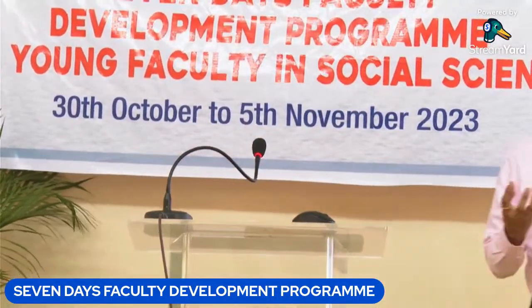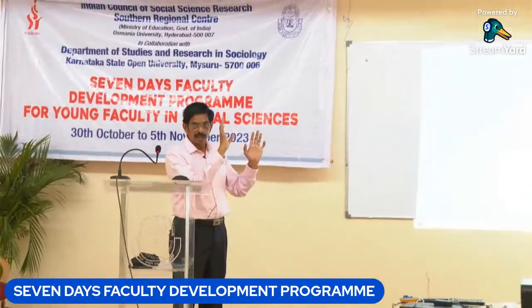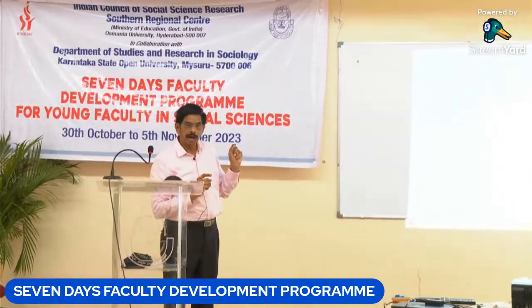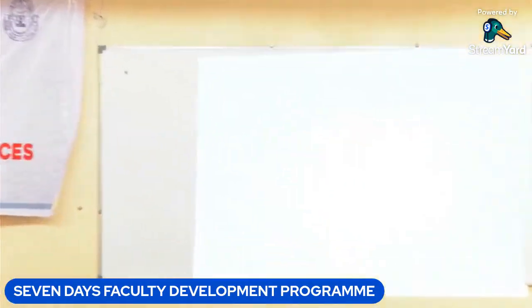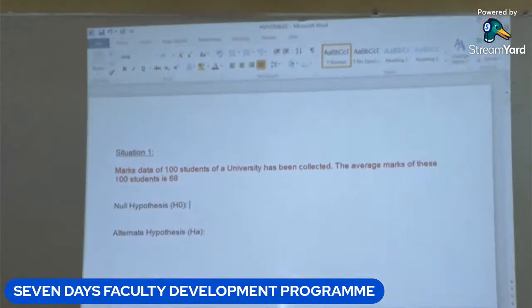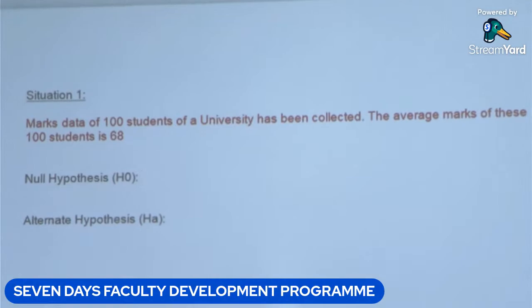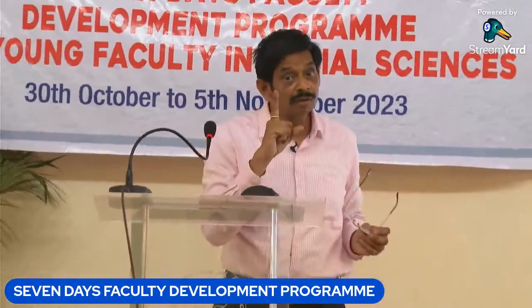Now, we have marks data of 100 students from a university. Mind you, in a university, how many students will be there? Thousands. But we collected data of 100 students, and what is the average marks of these 100 students? 68. Now, based on this 100 students' marks, 68, can I say all students of the university are above average or first class students, can I say? No, this is only for 100 students. Unless I get to know what it is for the population, can I make a decision?